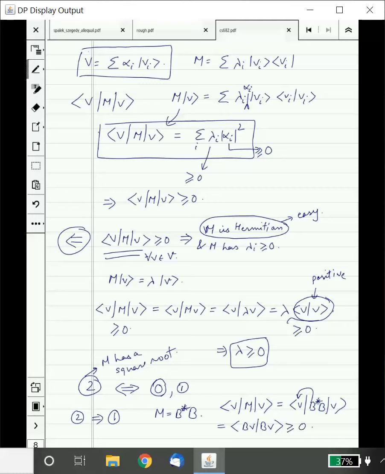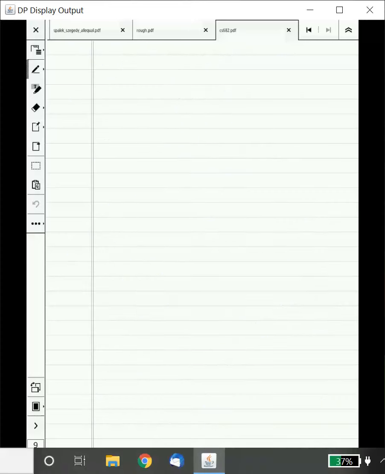So this shows that if M can be written as B star B, then the quadratic form is positive and M is positive semi-definite. This direction also turns out to be easy. Now the only thing which remains to show is that if M is PSD, that means all the eigenvalues are positive, the quadratic form is positive, we know all those are equivalent.